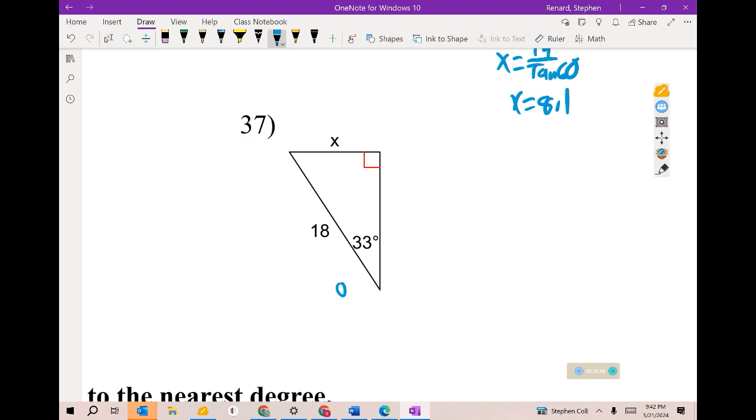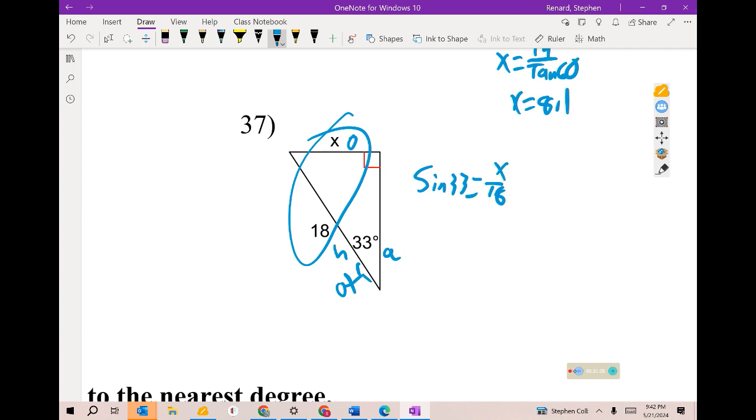It's 33. But again, we're going to put Andy right there. This is the hypotenuse. This is the adjacent. This is the opposite. So we're dealing with opposite and hypotenuse. Again, that is sine. So we have the sine of 33 equals x over 18. Multiply both sides by 18, and we get 18 sine of 33 equals x. Drop that in the calculator, and we get 9.8.